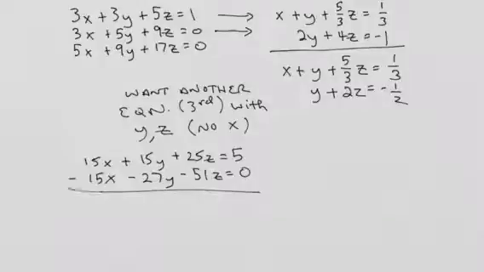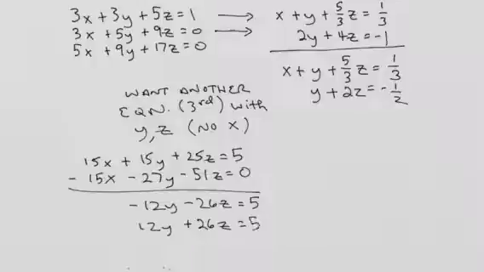When I add those together, I get negative 12y minus 26z equals 5, which is the same as 12y plus 26z equals negative 5. Not that that matters, but it just makes stuff more positive. I'm going to take this equation, which included the third equation here, and I'm going to write it here, and then we'll see what I do next.